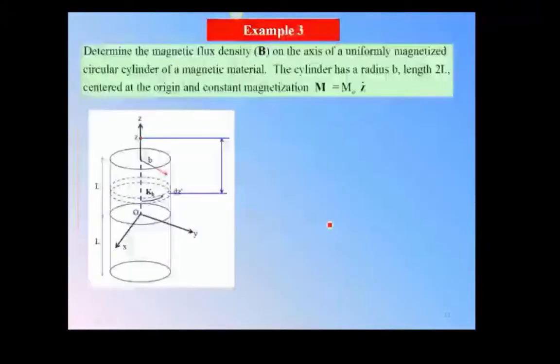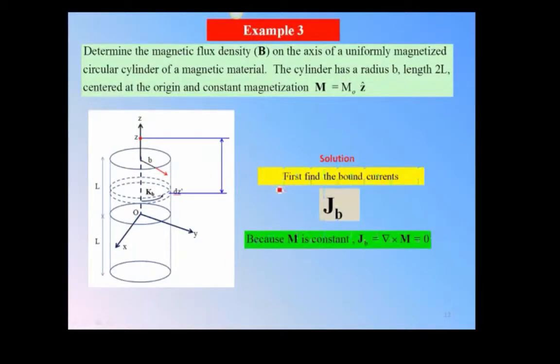Okay, so now let's look at another problem, and this one is basically a cylinder, and it also has a constant magnetization, and we would like to find the magnetic flux, and we're going to take a symmetry point. So we're going to take a point right along the z-axis like this. We have uniform capital M. The size of the cylinder is a radius of b and a length of 2L, and so the origin is in the center here. To find the solution, we're going to need to find the bound currents.